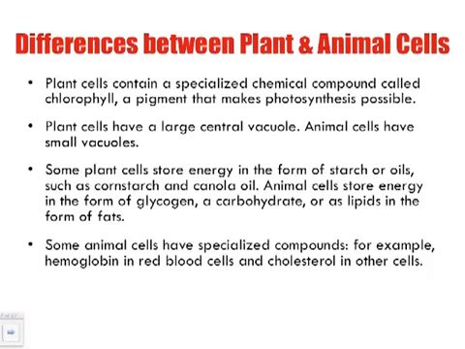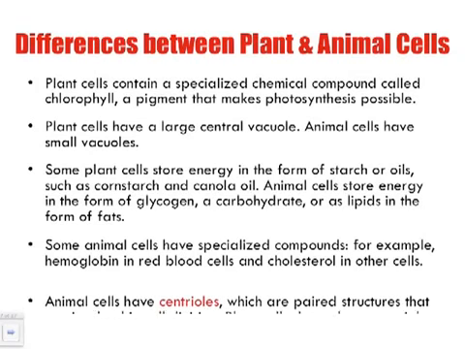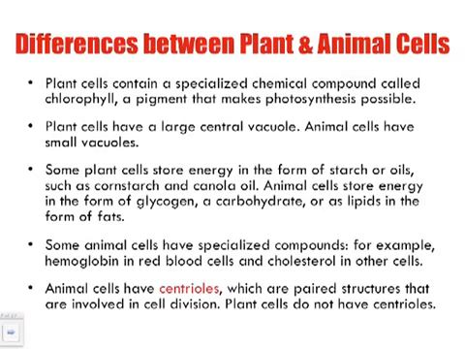Another thing, some animal cells have specialized compounds. One example is hemoglobin that's found in red blood cells. Red blood cells are a little bit different from the types of cells that I've shown you in terms of animal and plant cells, and cholesterol can be found in some other types of cells. And finally, animal cells have centrioles, and we're going to talk a little more about centrioles when we discuss cell division. Centrioles are paired structures that are involved in cell division. They're involved with the production of spindle fibers, and plant cells unfortunately do not have centrioles.